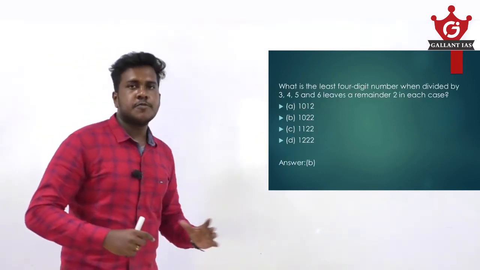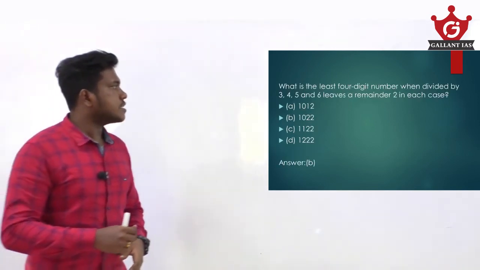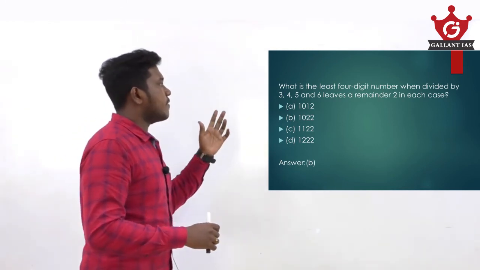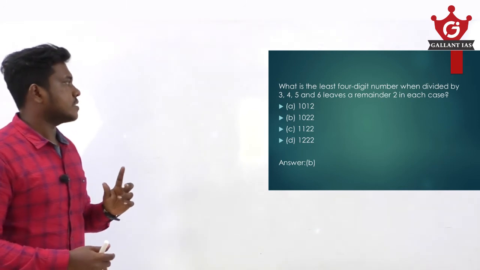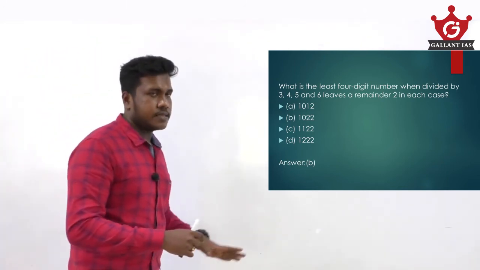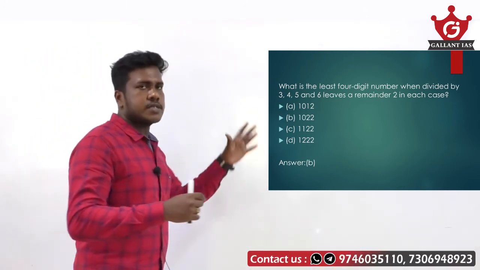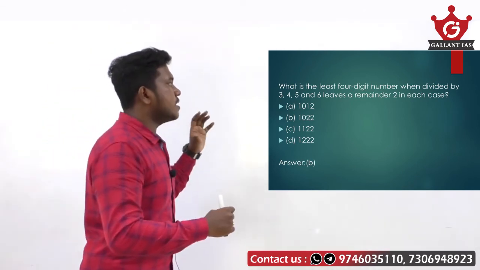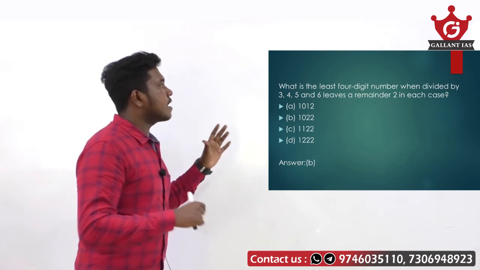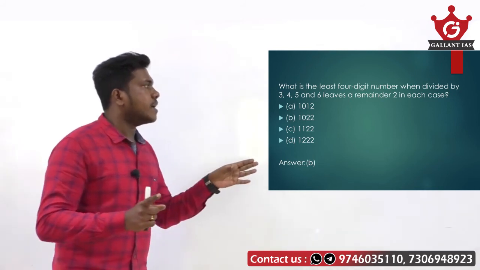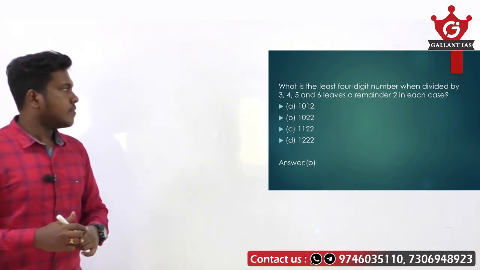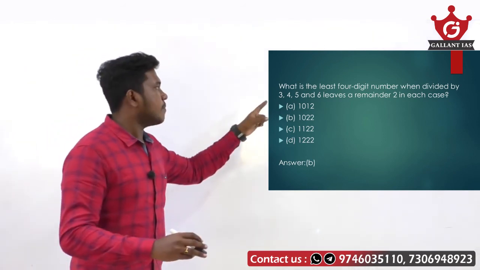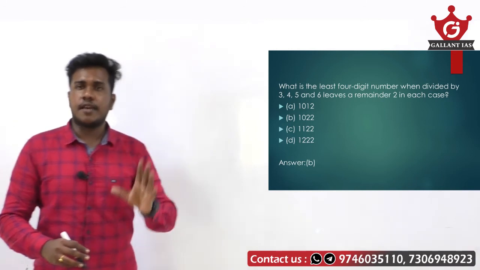Okay, friends, now let's move on to the next question. What is the least 4-digit number which when divided by 3, 4, 5 and 6 leaves a remainder 2 in each case? It's actually an important question. So how to solve this type of question? First of all, you need to find the LCM of 3, 4, 5, 6, then you will be getting a value.